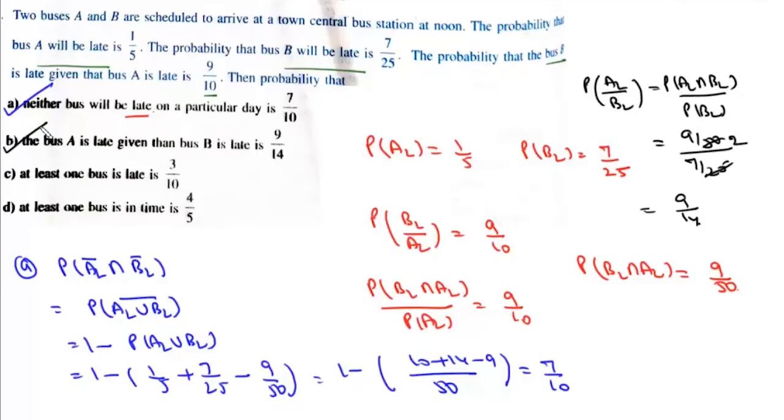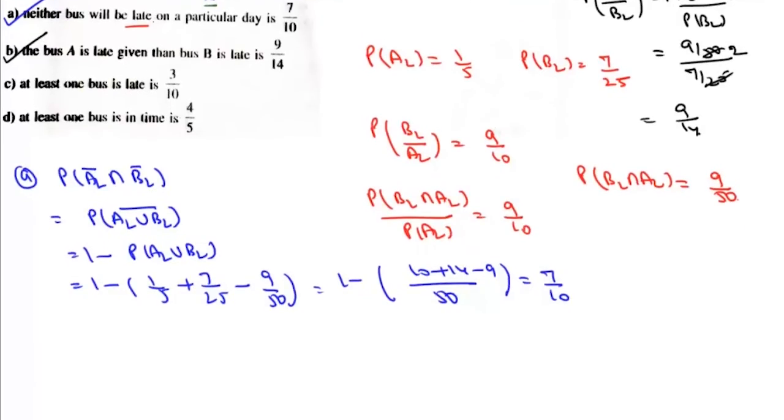Now this third one is at least one of the buses late. In the first one we have already calculated the probability that neither bus will be late. So in C, this probability will be simply 1 minus the answer we get in the first part, which is 7 by 10, and it will be this 3 by 10, option C.